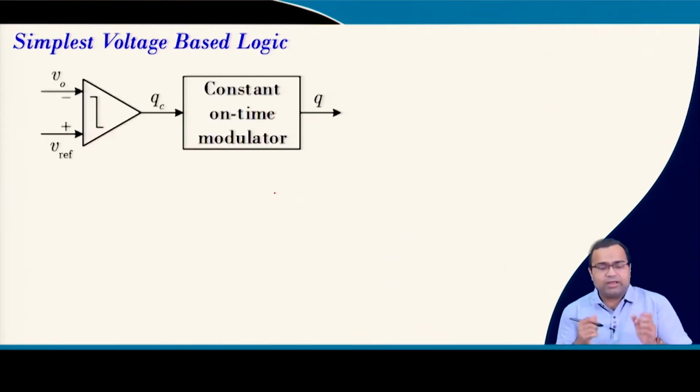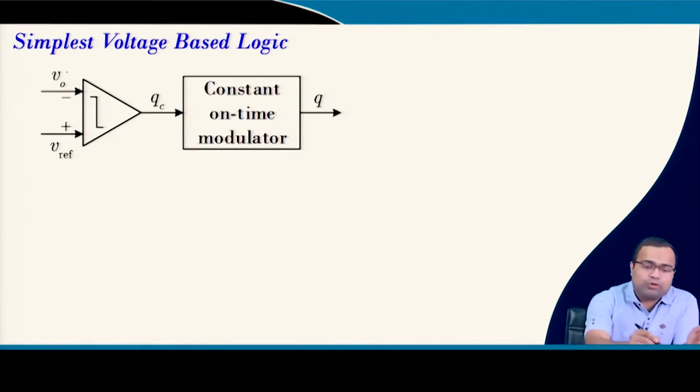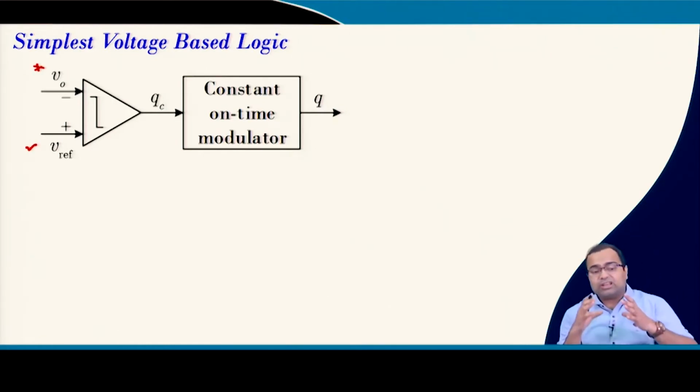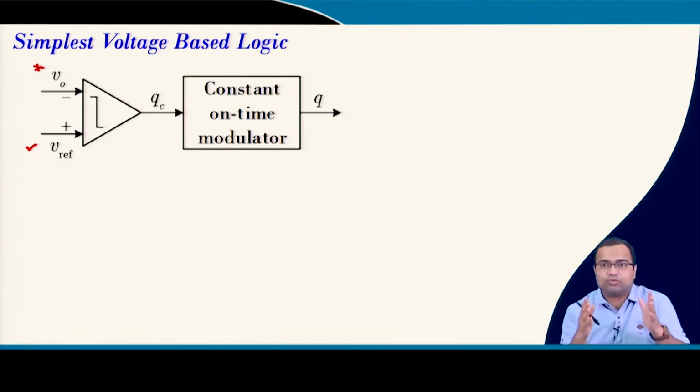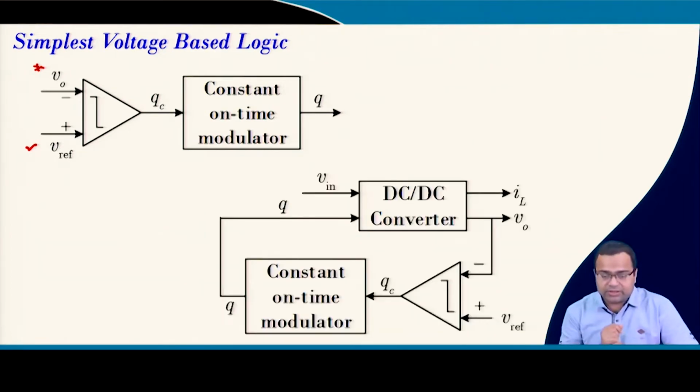So, here we are going to consider the output voltage and the reference voltage. Both are compared, this is our output voltage and this is our reference voltage. The output of the comparator, which is QC, goes to the constant on-time modulator. How does it work?